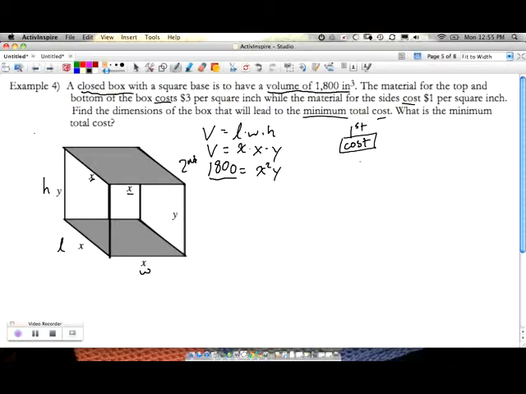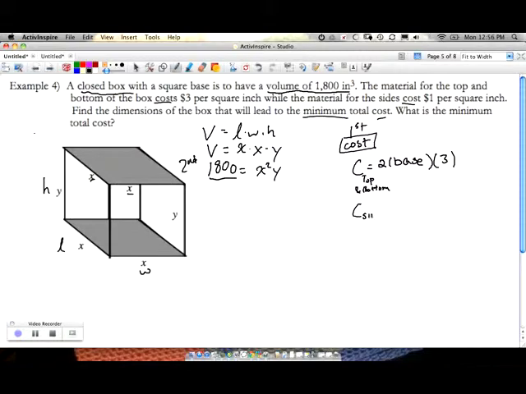So our cost is going to equal, let's see, the material for the top and bottom of the box. So it's going to be the top and bottom. So it's going to be 2 times the area of the base, which means the top and the bottom, times the cost per the base. So this is the cost for the top and bottom. And the cost for those is $3 per square inch.